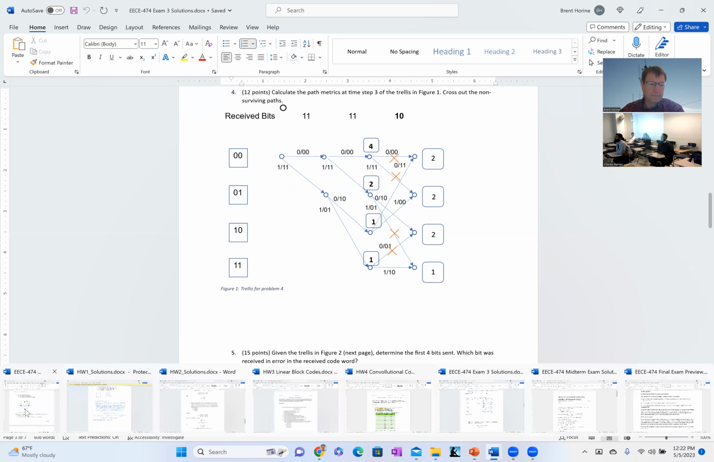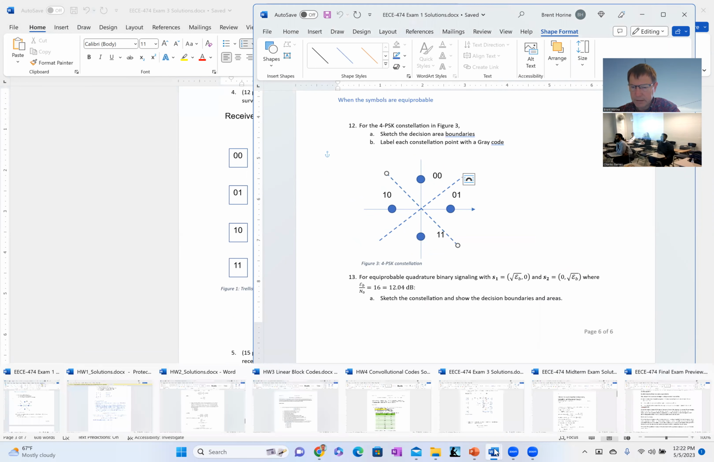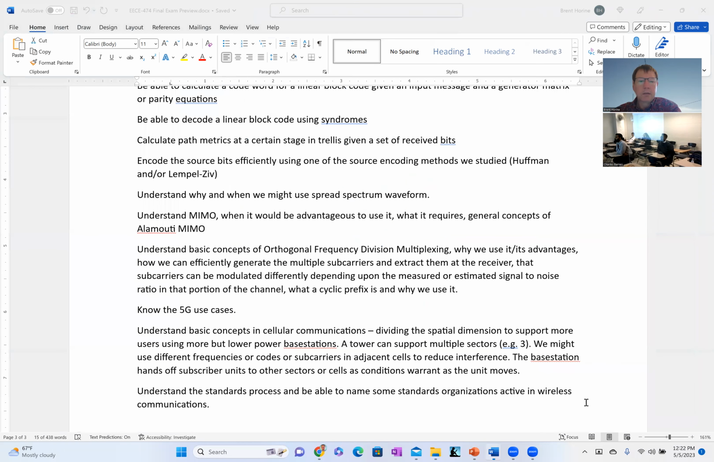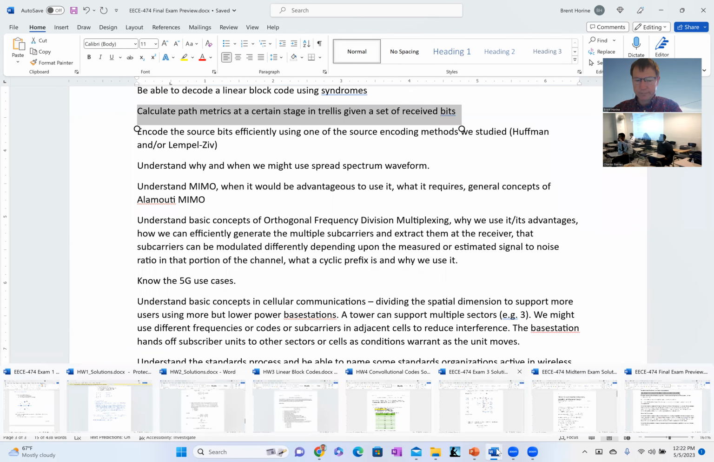So that was exam 1. Where's my exam? Okay, so encode the source bits efficiently using one of the source encoding methods we studied, Huffman or Lempel-Ziv, and we've studied both of those. There's plenty of others, but those are the ones that we've studied.